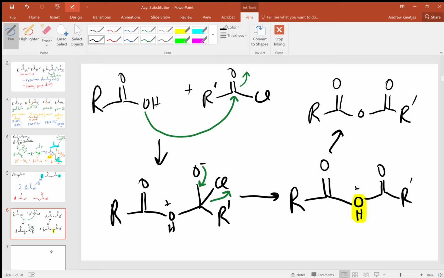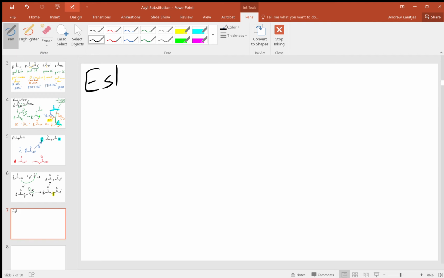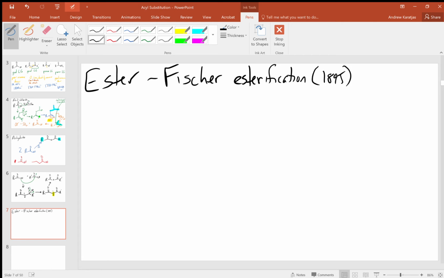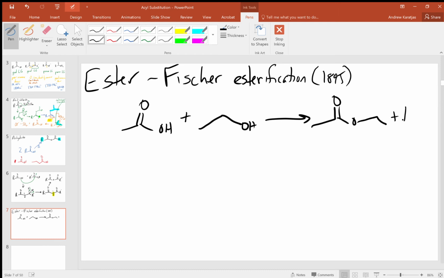All right, what about esters? So the easiest way to make esters from carboxylic acids is using a reaction known as the Fischer esterification. And the Fischer esterification is a reaction that's been around for well over 100 years, dating back to the 1800s, and is a way that we can take a carboxylic acid and an alcohol, and we combine them to form an ester and also kick out water.